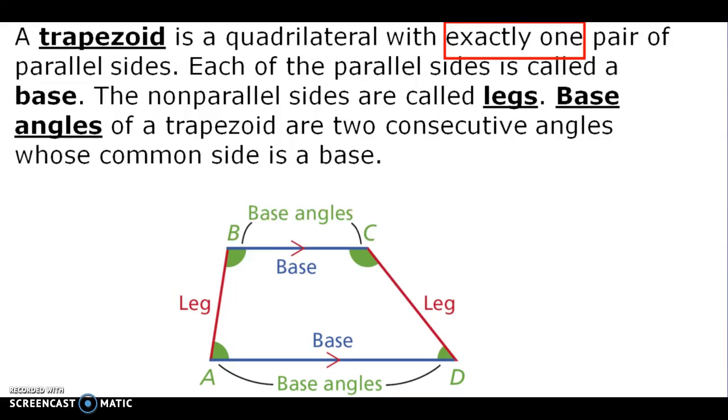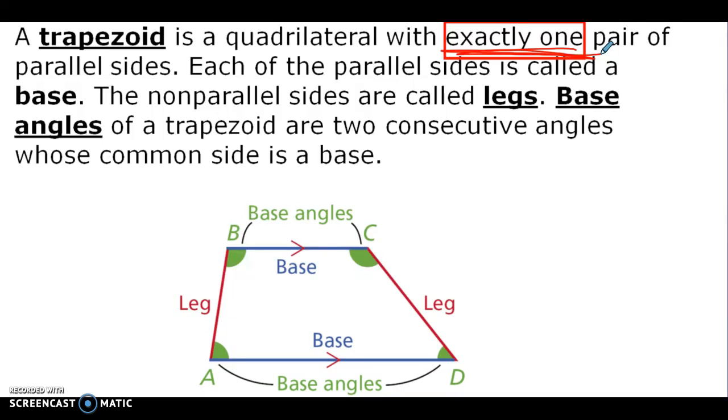Quadrilateral. It's a trapezoid. So it has exactly one. It's already in a square on your notes, but underline, highlight, whatever you can do. One pair. Exactly one pair of parallel sides. What if it had two pairs of parallel sides? Then it would be a parallelogram. That's what it is. But a trapezoid is not.